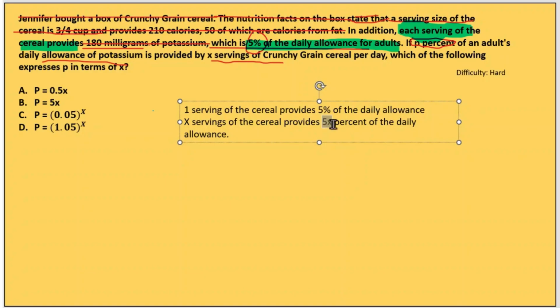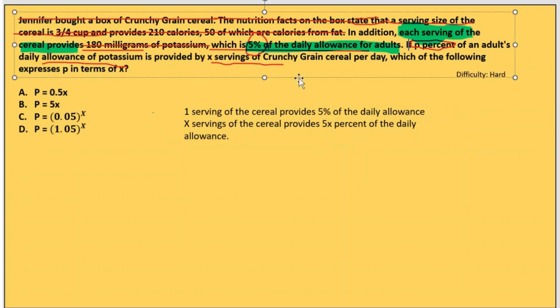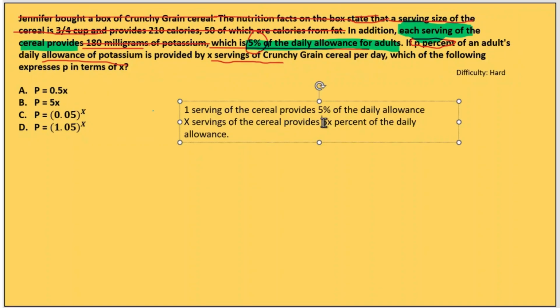And what is this 5x here? It is the actual P. That's what they have been trying to get us to find out. If P% is the amount provided by X servings, which means it is the 5x that is provided by X servings. So P is equal to 5x here. P equals 5x percent of the daily allowance.